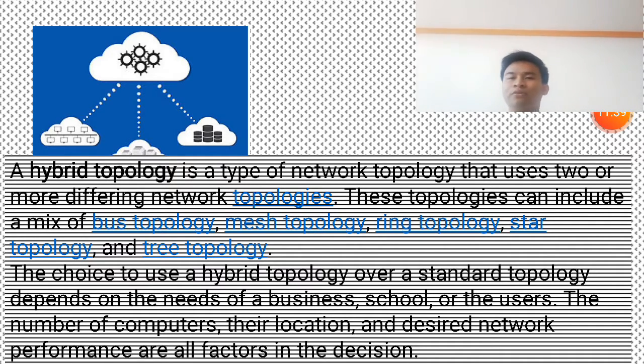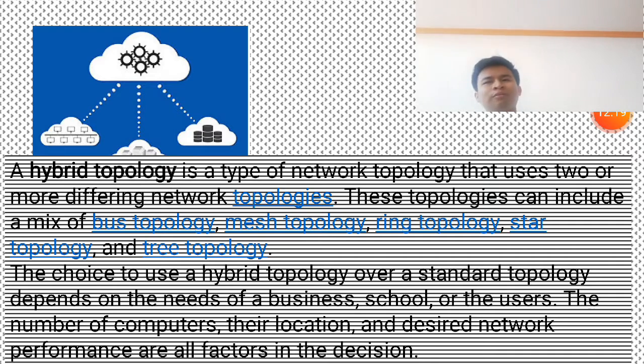It is based on where you are, where you are going, such as business, school, and others. This hybrid topology is big. It goes over a standard topology, so it needs a big company, like a business, school, or user. From the example of this hybrid topology, in the school we can see the LAN school files, ELMS, just like that. The number of computers, their location, and the shared network.